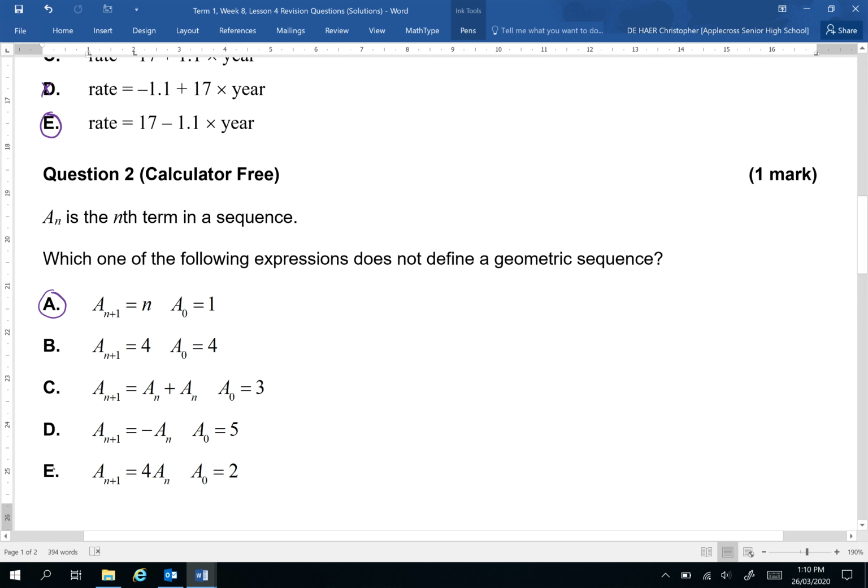E obviously is one because we're multiplying by 4. D is one because we're multiplying by -1. C can be rewritten as a_(n+1) is equal to 2 times a_n, so that again would be geometric. And B is actually geometric. It's also arithmetic because that sequence is just going to be all 4s, and that would then have a common ratio of 1. So A is the only one that's not geometric.